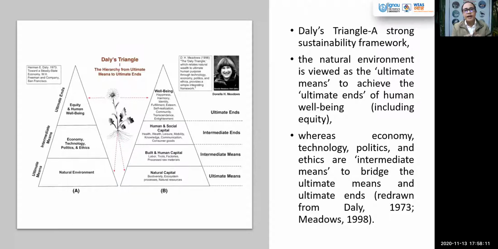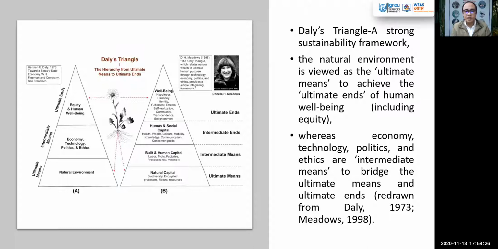So when these intermediate means still relate nature to the ultimate human purpose. Here you will find that the intermediate means is subcategorized into two hierarchies.